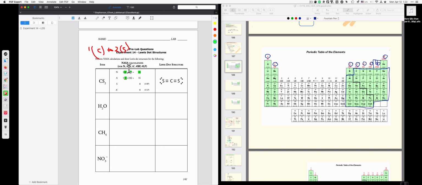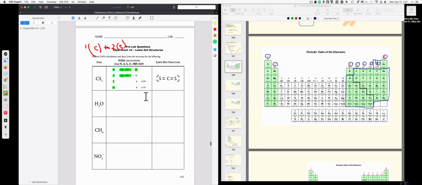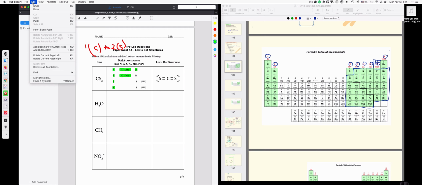And I have 2 sulfurs, and each one makes how many available? Not needs, but available. Remember the needs line. Yes, this needs line is from the octet rule. Which big block is it in? Oh, can't go backwards. Why not?